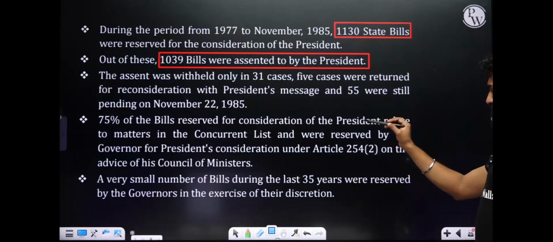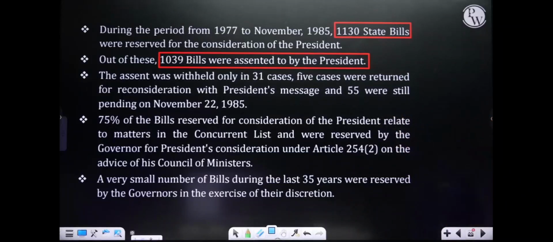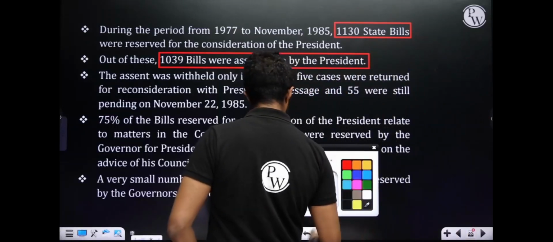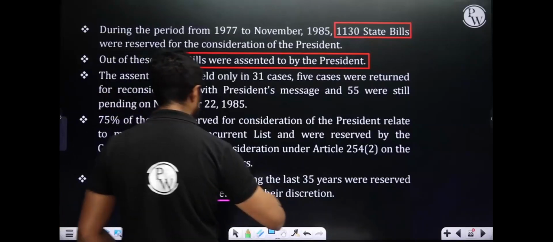75% of the bills reserved for the consideration of the president relate to matters in the concurrent list and were reserved by the governor for president's consideration under Article 254 Clause 2 on the advice of his Council of Ministers. A very small number of bills during the last 35 years were reserved by the governors in the exercise of their discretion. This is the highlight. That means this is no more a controversial thing.